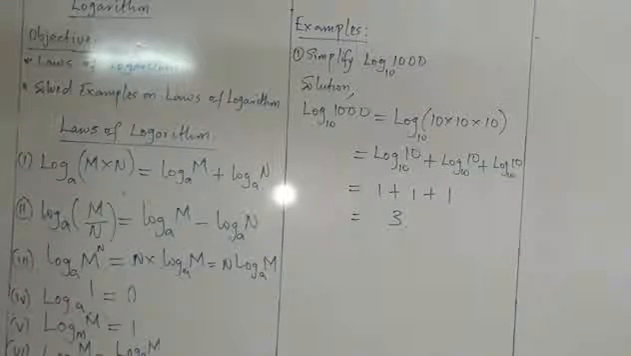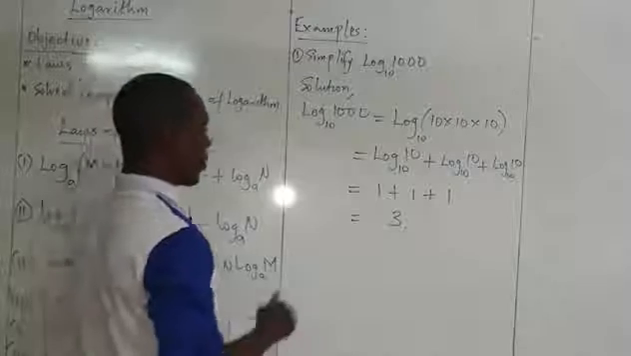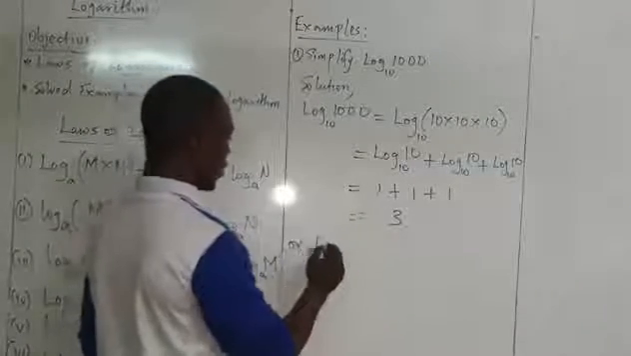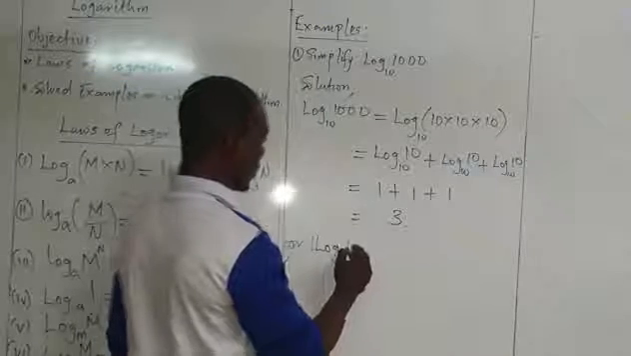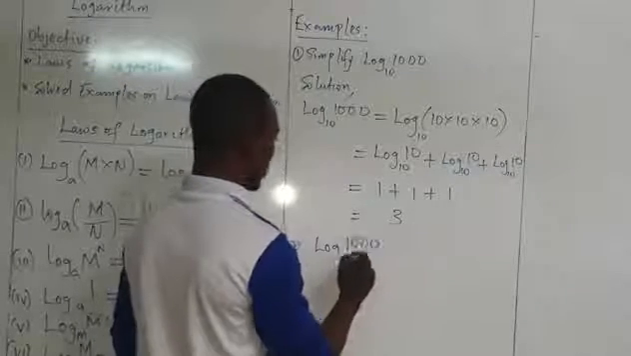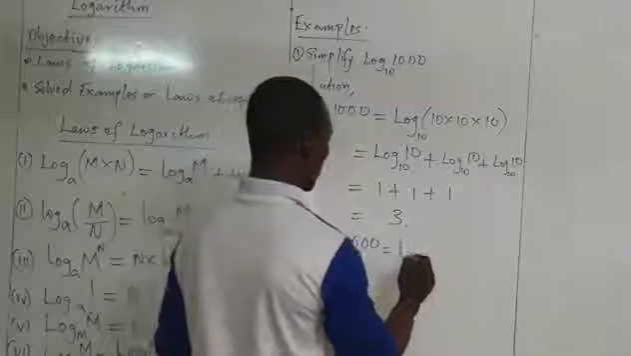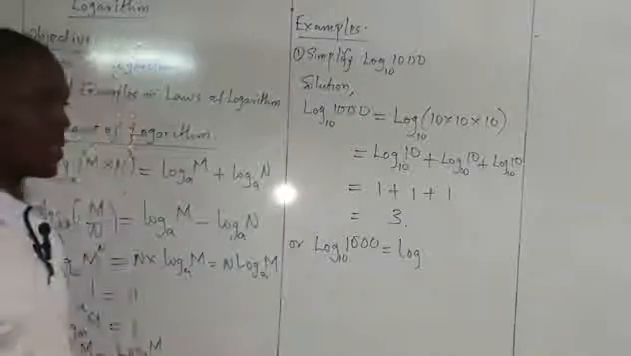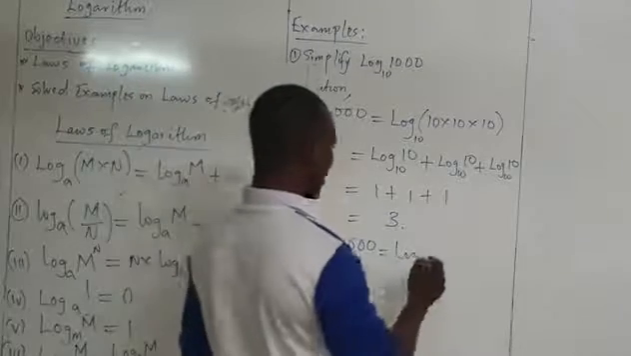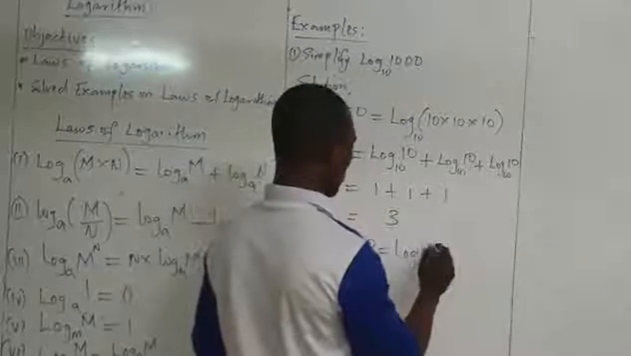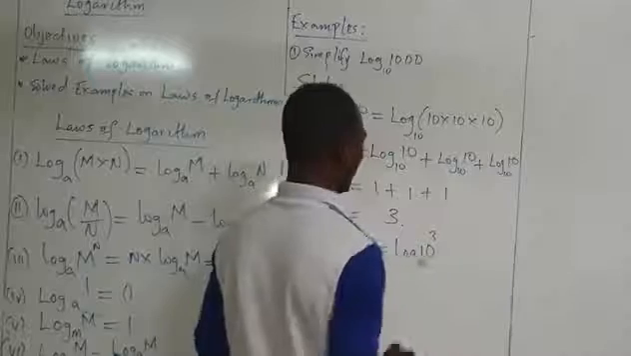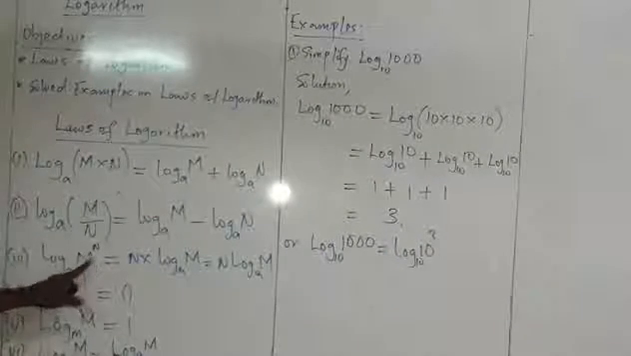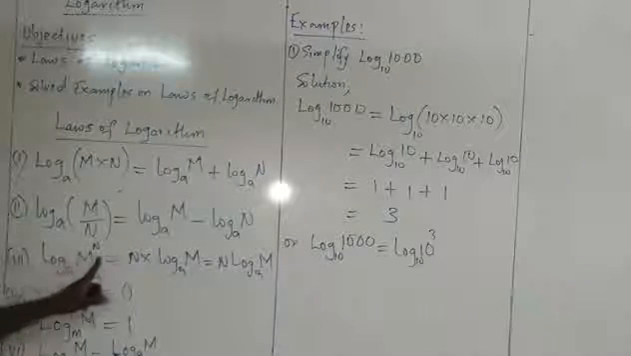So this is one way of solving this type of question. You can use the second method, which is log 1000 base 10, which is equal to log, just express 1000 in base 10. So if you express 1000 in base 10, it's going to be 10 raised to the power of 3, base 10. We now make use of what? Make use of the power law. That is the third law, power law.